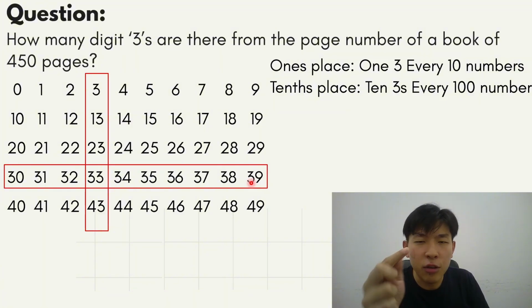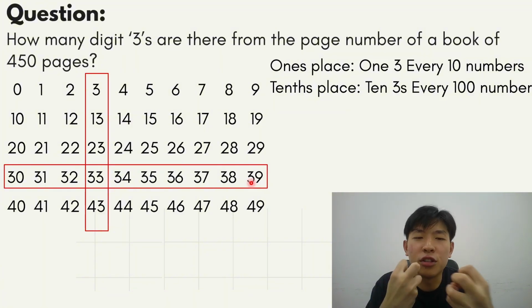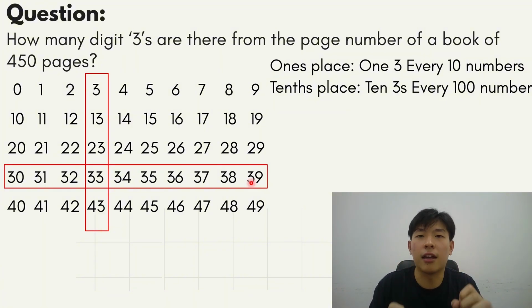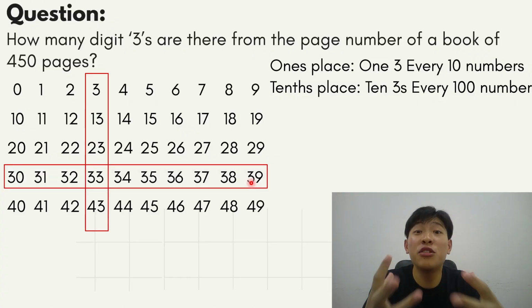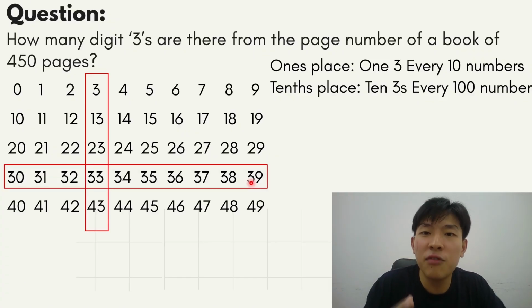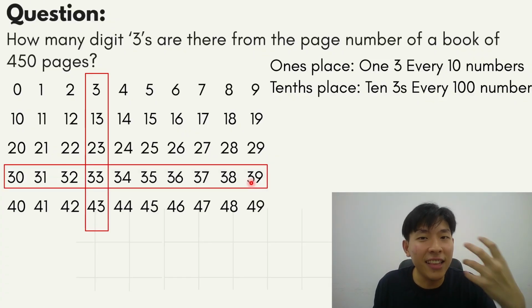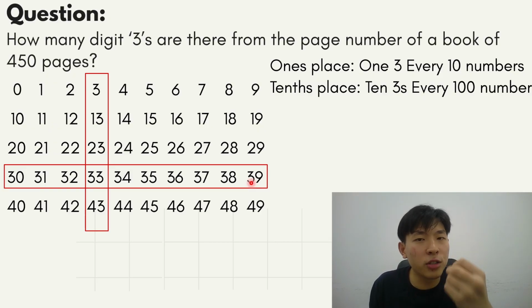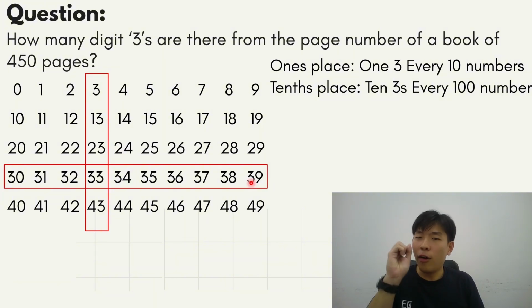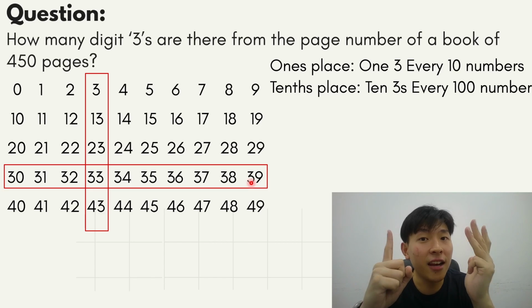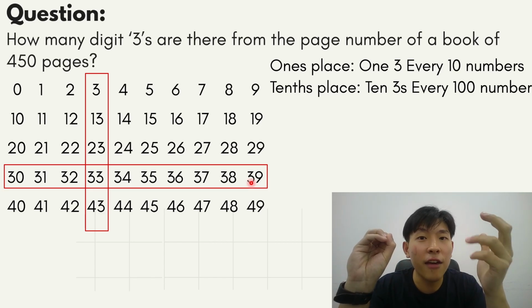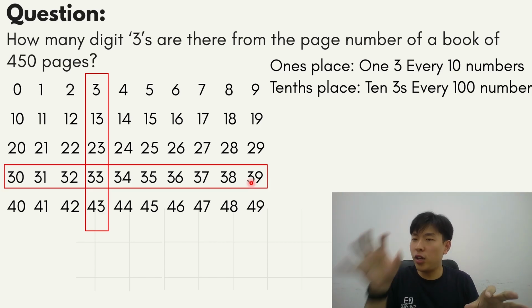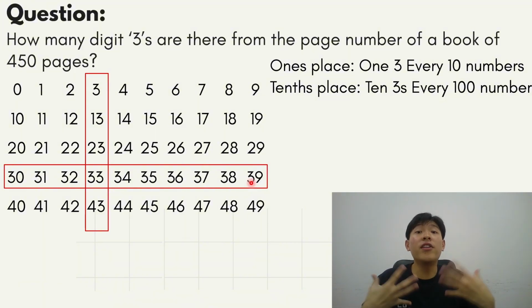Now, can you tell me, which hundreds do we have 3 inside? Yes, only 300. Only numbers starting from 300 to 399. Now, how many threes do I have here? First, how many numbers do I have from 300 to 399? Perfect, it's 100. From 1 to 99, I know I have 99 numbers. So 0 to 99, I have 100 numbers. This means that from 300 to 399, I have 100 numbers.